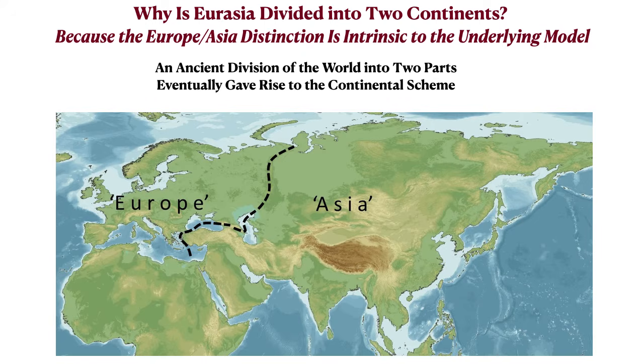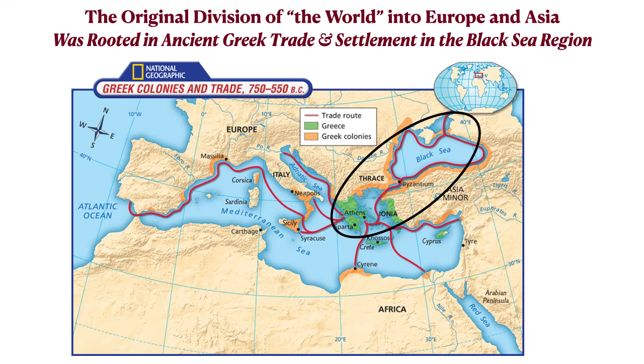So there was an ancient division of the world into two parts, Europe and Asia, and that gave rise to the continental scheme as other continents were added. And it was based on division between two land masses by waterways, but it was created by people who had a very limited knowledge and understanding of the world, and that part of the world they knew, it looked like there was this division. So basically we're talking about ancient Greece here.